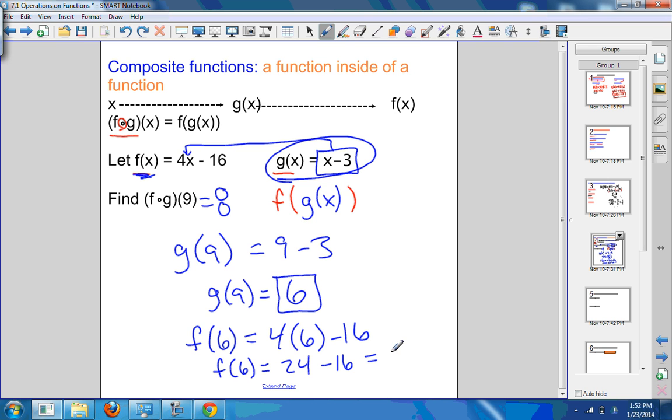We can take the whole function with the variables and stick it inside the other one, and then plug in the number that we're looking for, or we can do it one at a time. We can plug our 9 into our g of x function and get a number, like we did here, 6, and plug that 6 into our f of x function. So it's a function inside of another function. It can be a little bit complicated, but with some practice, you guys will get the hang of it.